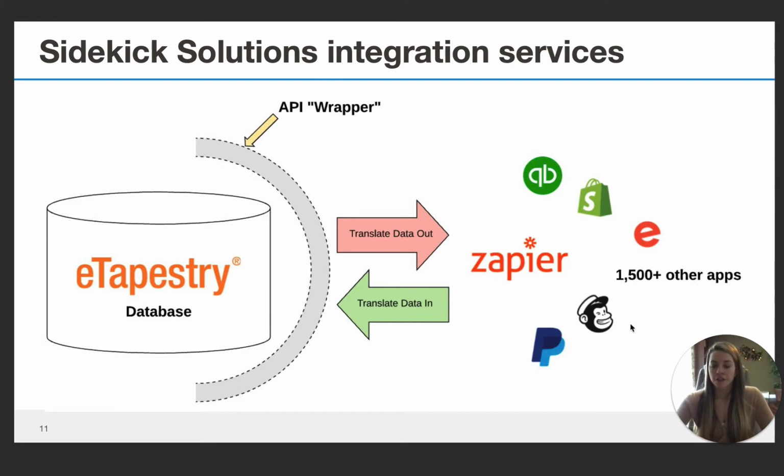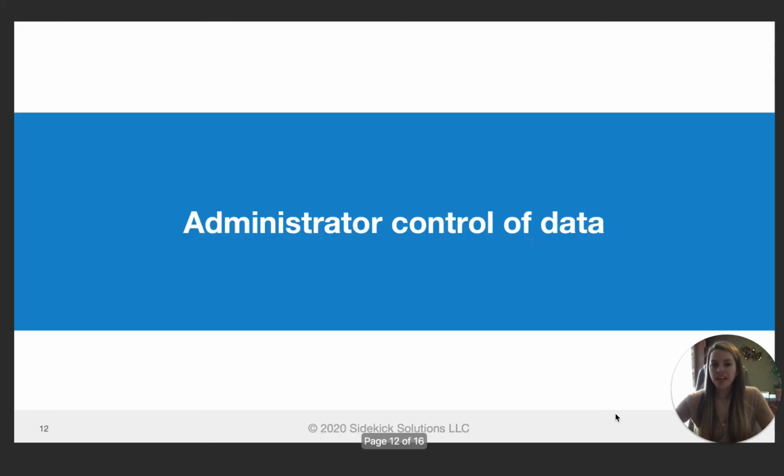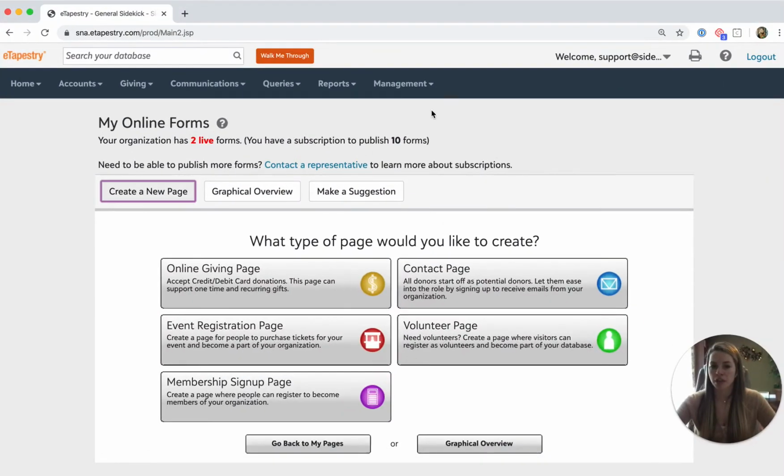So after the free and open API, the next eTapestry feature that really is a big selling point is the administrator control of data. So control of data is something that we hear all the time from our clients. They want to be able to update their records, manage their data, and really have complete control over their system. So there's a few features in eTapestry that I want to touch on that actually allow you to do this.